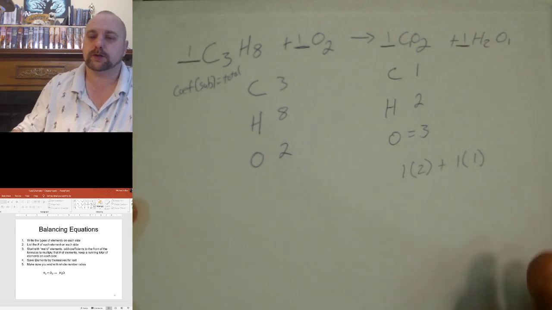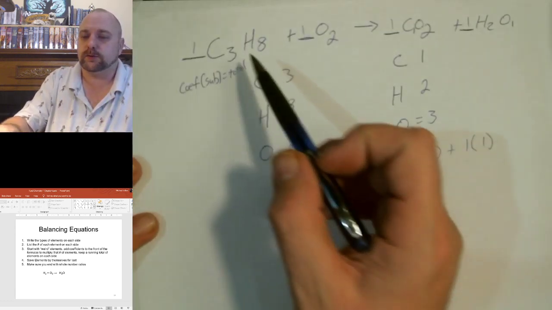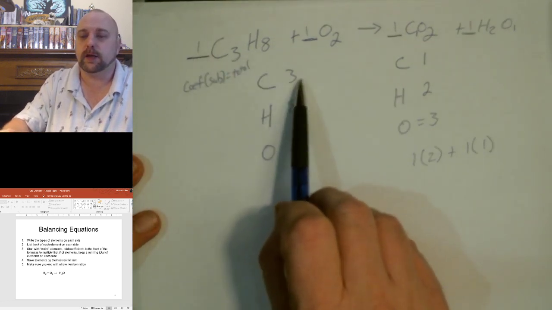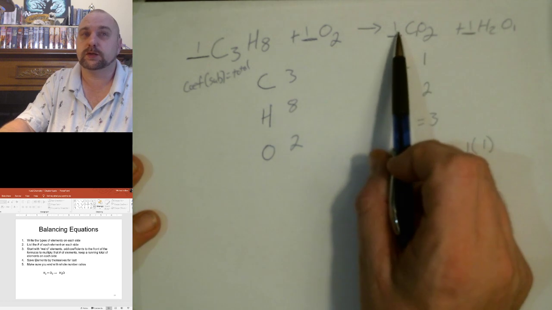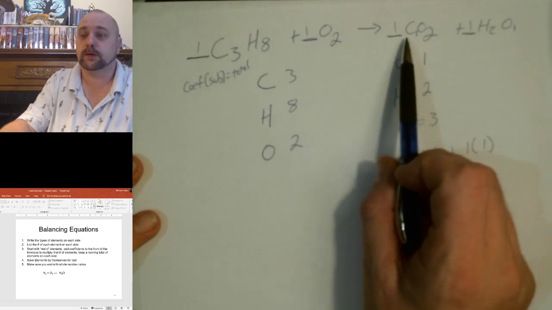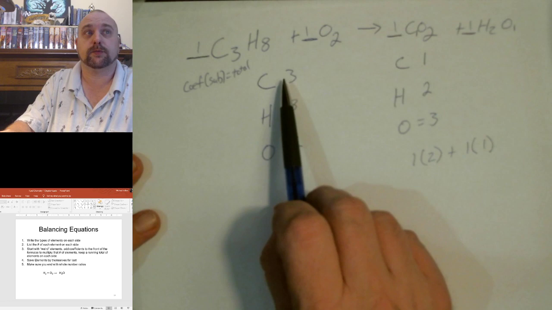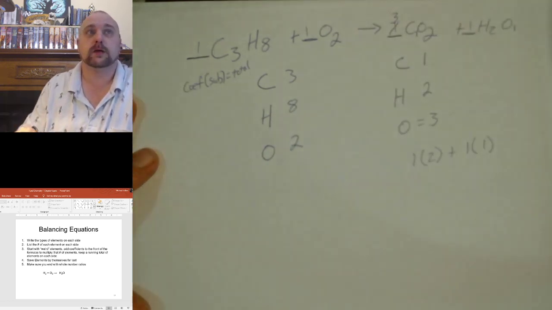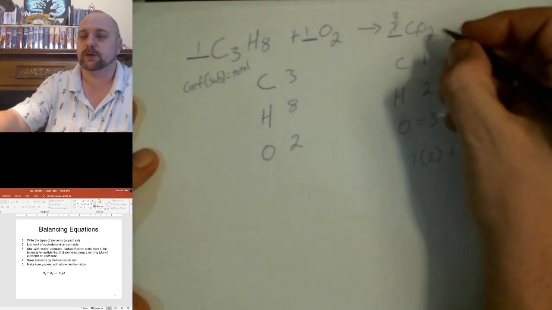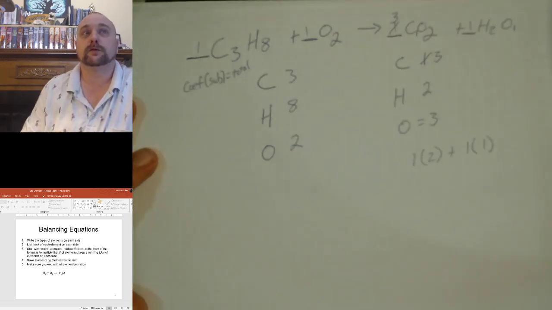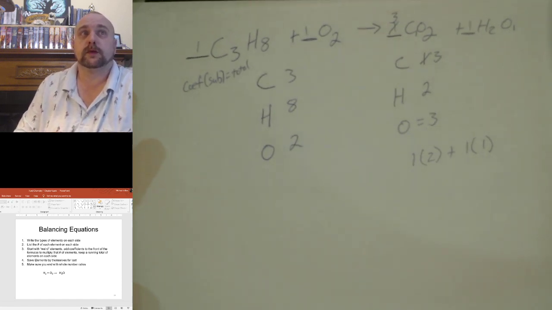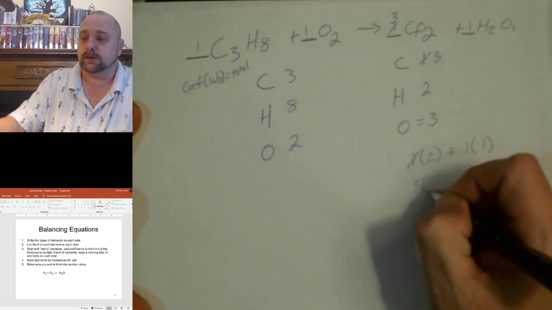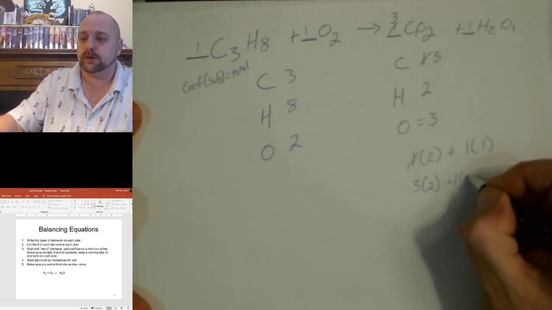It's all about ratios. So I want to change either this subscript so that when I multiply it by 3, I will get 1, or I want to change this subscript in front of the carbon so when I multiply it by 1, I get 3. Because I want to keep whole numbers, I'm going to go ahead and change this one to a 3. 3 times 1 makes this 3. You'll also notice that changed my oxygen. So now the math for the oxygen is 3 times 2 plus 1 times 1.